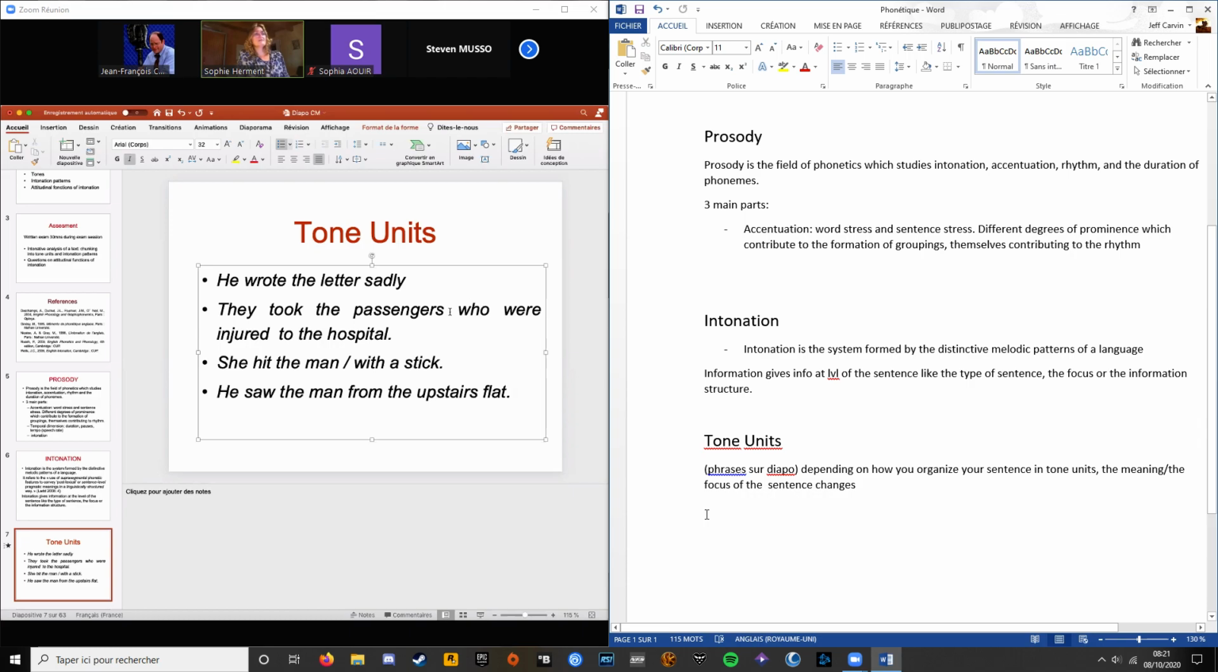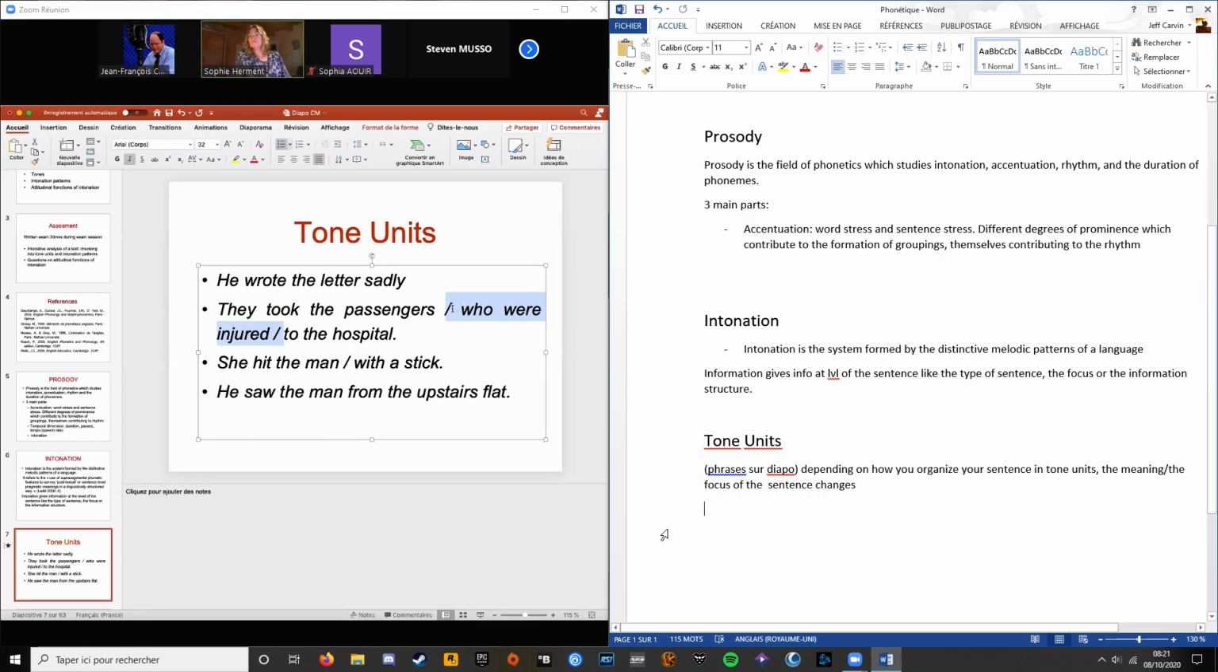Okay, if I say this, they took the passengers, who were injured, to the hospital. Who were injured is an apposition. It means that all the passengers were injured. I just indicate that the passengers were injured. But in fact, I could remove this and simply say they took the passengers to the hospital. But here I decide to add that the passengers were all injured. So I say they took the passengers who were injured to the hospital.